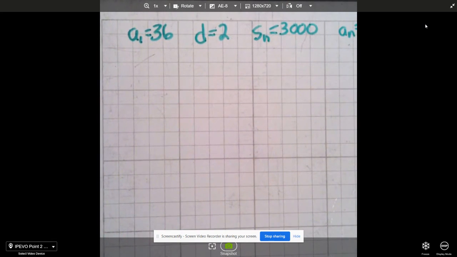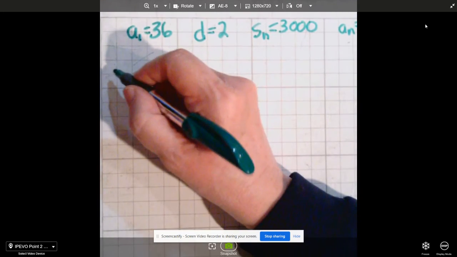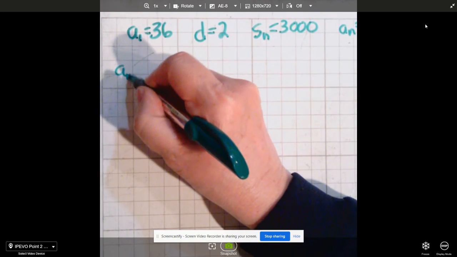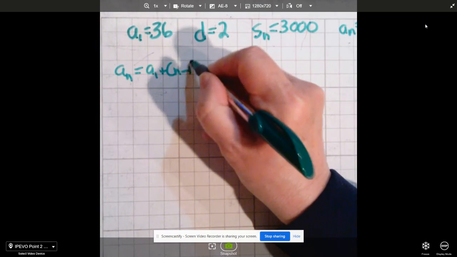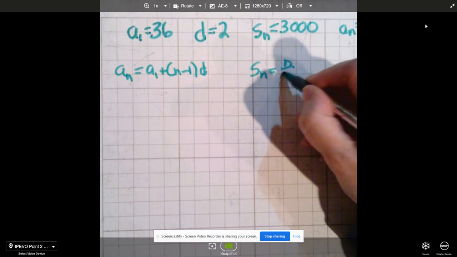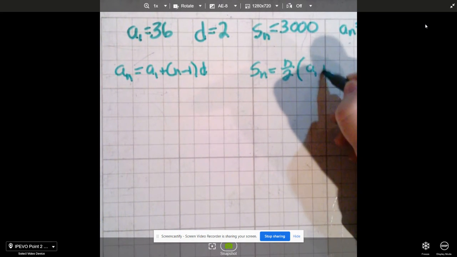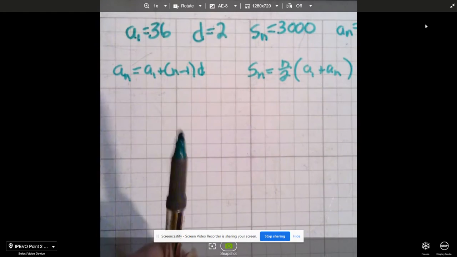All right, so let's see what we know here. We have our 2 equations that we can use. AN equals A1 plus N minus 1 times the common difference, or the sum is N over 2 times A1 plus AN. Those are the only 2 equations we know, so it's the only 2 things that we could possibly work with. So let's check it out.